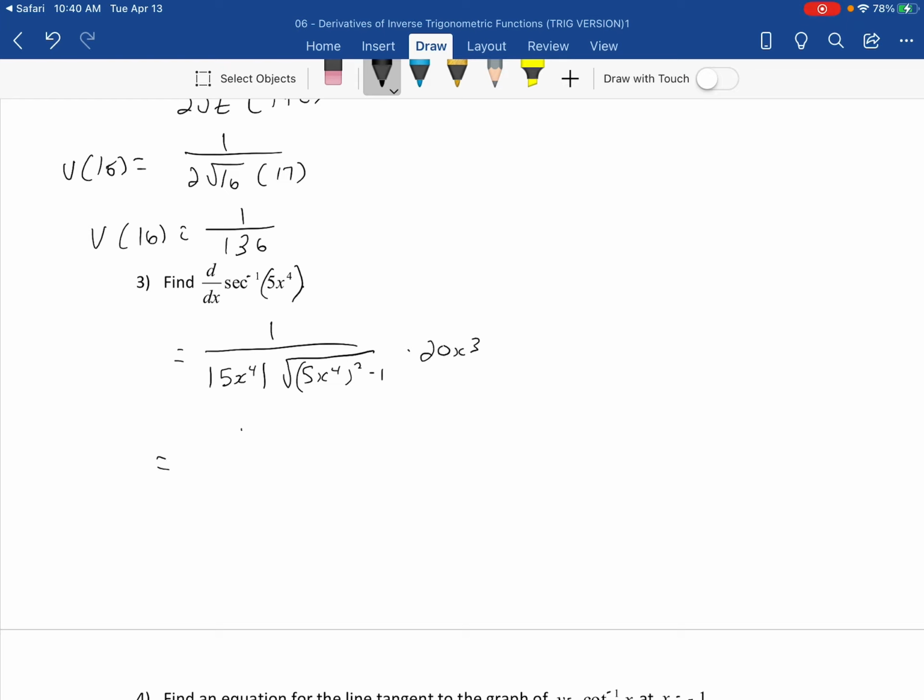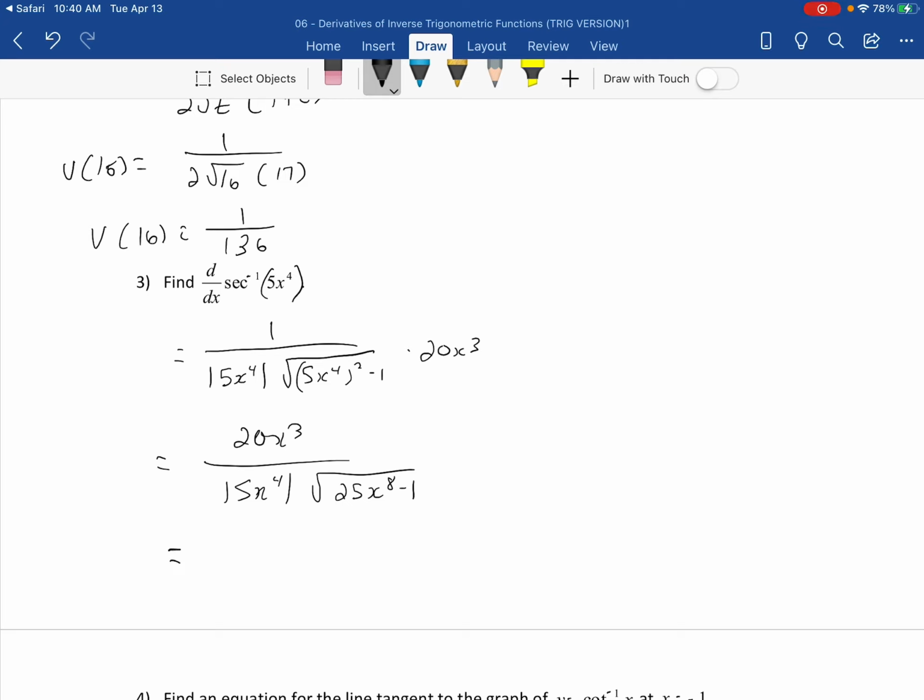So let me just tidy that up a little bit. 20x cubed over absolute value of 5x to the 4th. And the inside here is going to be 25x to the 8th minus 1. But nicely here, 5x to the 4th is always positive. This has an absolute value symbol around it, and that came from the idea that we wanted this answer to definitely come out to be positive. But 5x to the 4th will always be positive anyway, so I don't have to worry about that. I don't need the absolute value bars.